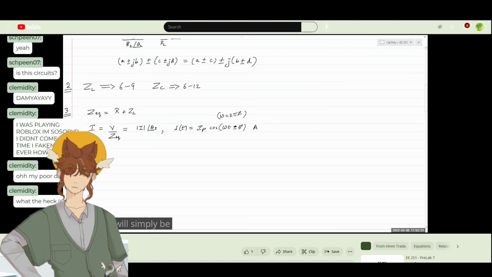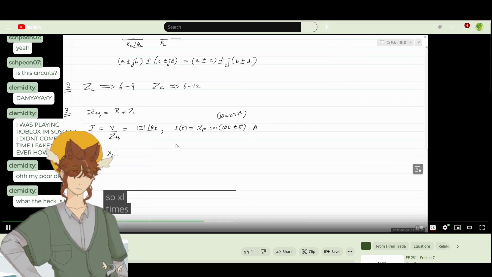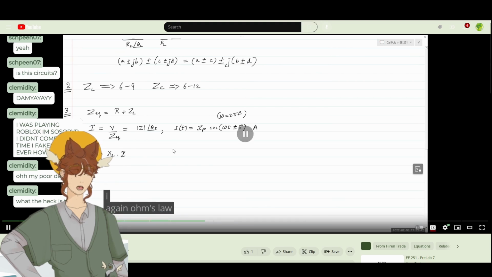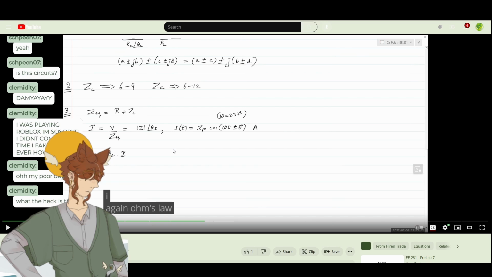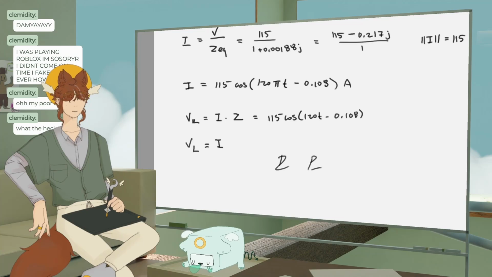Okay, E_L is simply the voltage across the inductor. X_L times I, Ohm's law. I guess it's supposed to be an I. I don't know why he would write them like that.